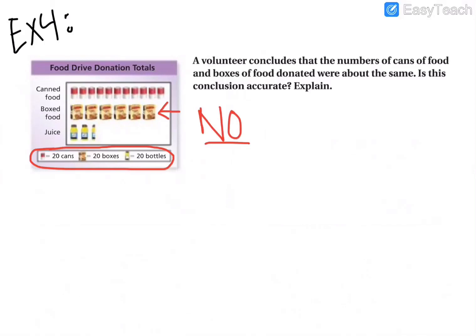This is 20, 40, 60, 80, 120. This is 20, 40, 60, 80, 100, 120, 140, 160, 180, 240. Pretty big difference there. And then the juice, obviously, is pretty comparable to the canned food, but the reason this is so inaccurate is because of the size of the box foods icon.